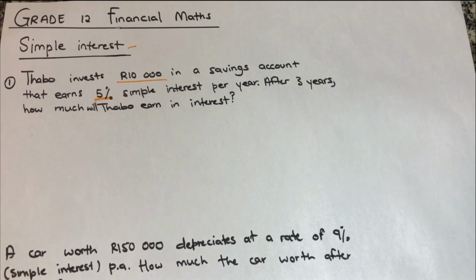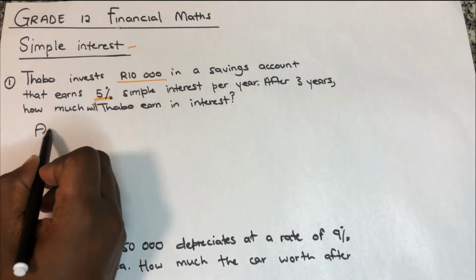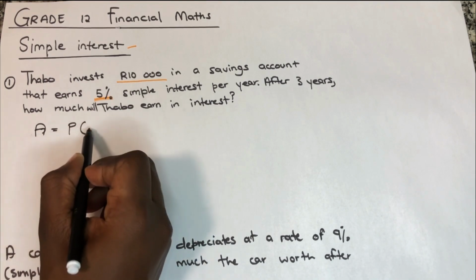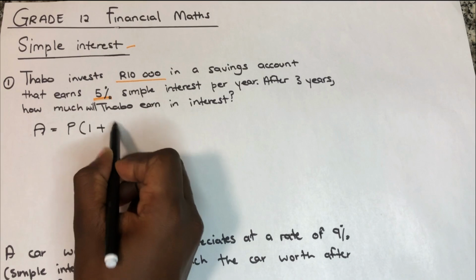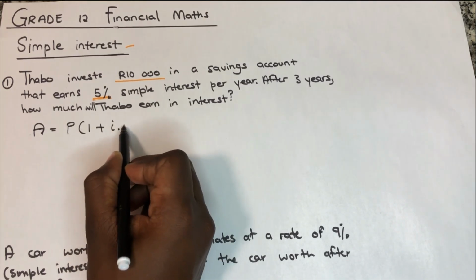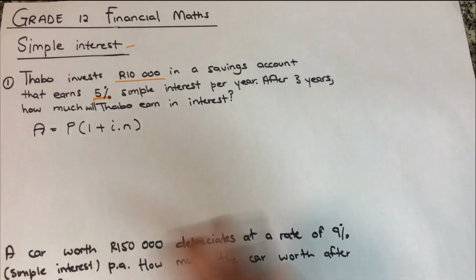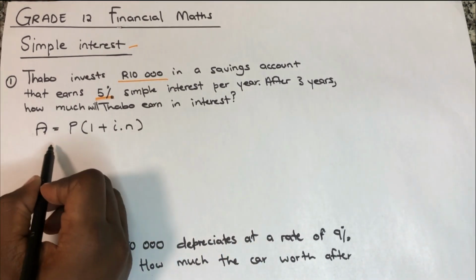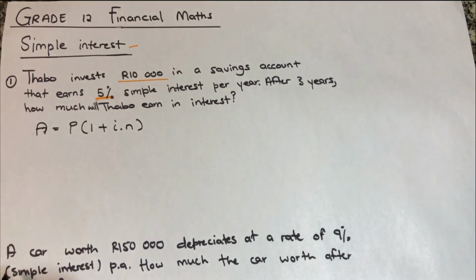We're going to calculate this using the simple interest formula. You know that the simple interest formula is A, which is the accumulated amount, equals principal amount times (1 plus the interest rate multiplied by the number of periods, the number of years). We're looking for the accumulated amount after 3 years, simple like that.